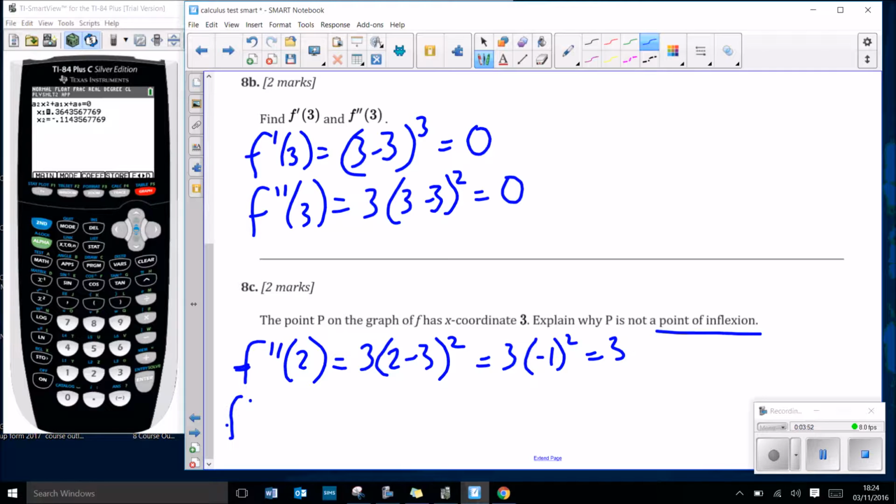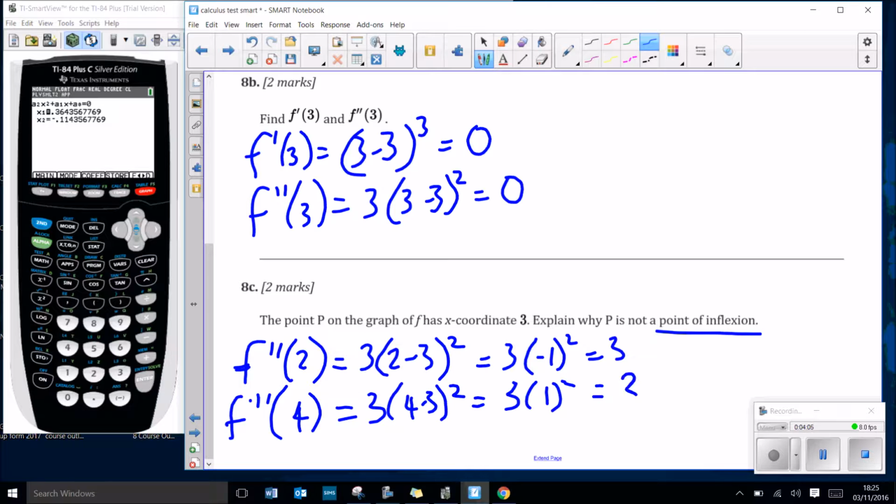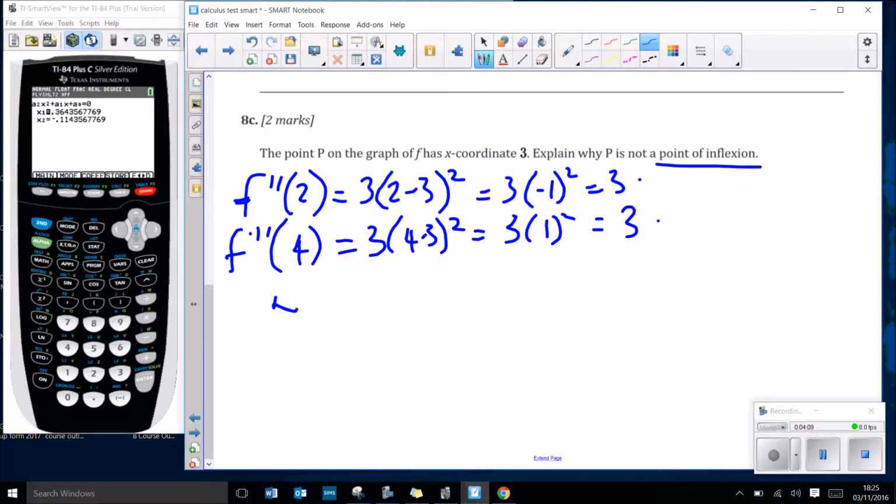And if we look at the other side, when x is 4, we have 4 minus 3 squared, which is 3 times 1 squared, which is also 3. Given that these are both positive, there is no sign change for the second derivative, so it's not a point of inflection.